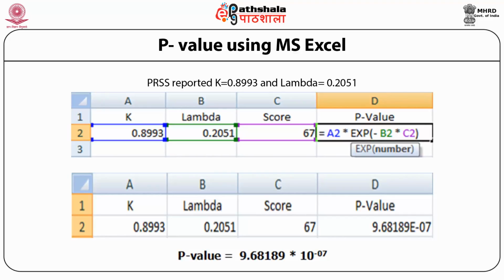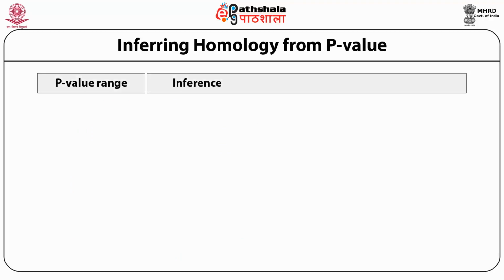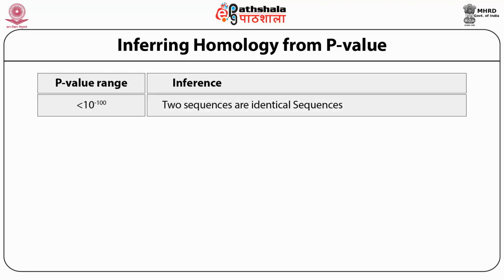The resulting p-value is displayed immediately in cell D2, which in the present case is approximately 10 raised to the power minus 6. This p-value shows that there is one chance out of approximately 1 million for this alignment to be just by chance. To infer homology from p-values, 5 ranges have been defined. When the p-value is less than 10 raised to the power minus 100, then the two sequences involved in alignment are identical sequences.